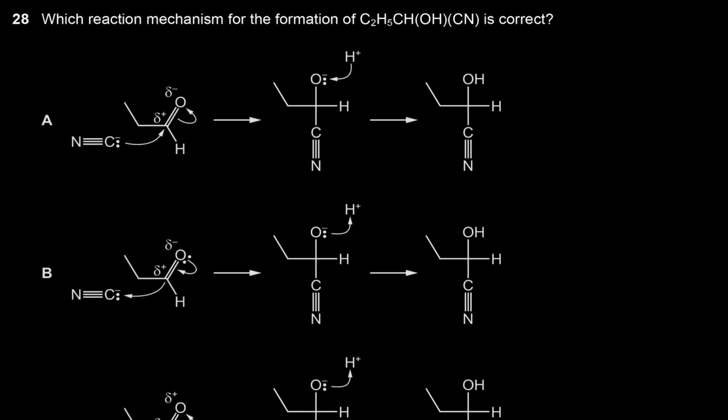Which reaction mechanism for the formation of C2H5CHOHCN is correct? So this is a nucleophilic addition reaction.